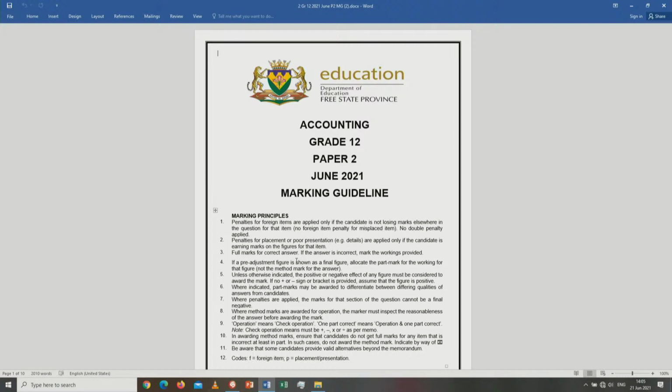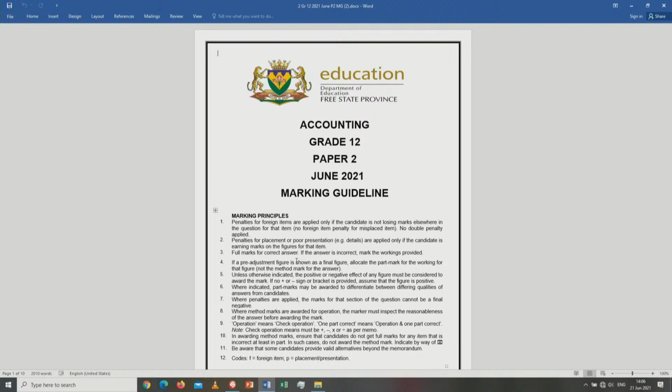So if anyone asks you, why did you give the 2 marks there, you must be able to link it to your answer if it's not the exact answer from the memo. And with the theory type of questions, learners will not always give the exact type of answer that's in the memo. So you must think, how can the learner's answer be linked to the answer according to your marking guide, right? Codes F is for foreign item and P is for placement or presentation.